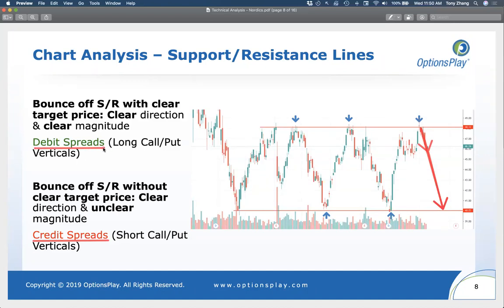Please type 2 into the chat window as to the difference between these two different scenarios and when you should buy a debit spread and when you should consider selling a credit spread. Okay, perfect. I see a lot of 2s.